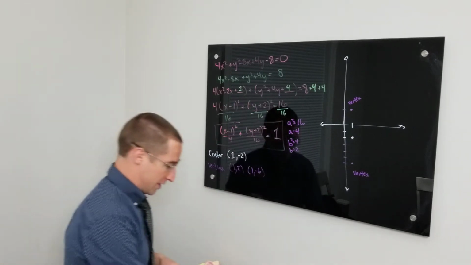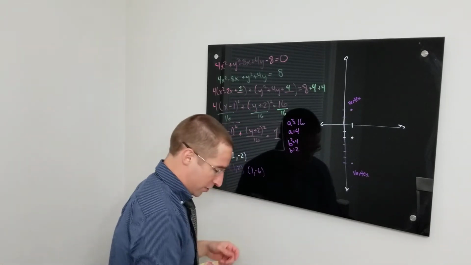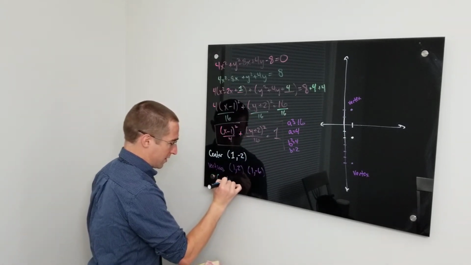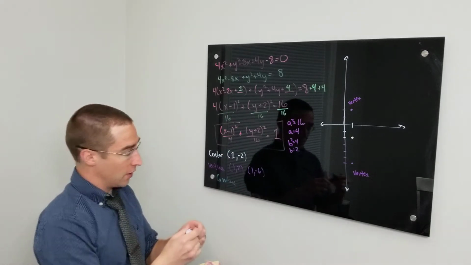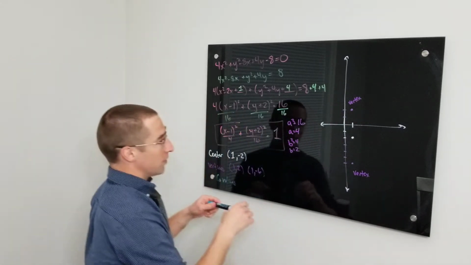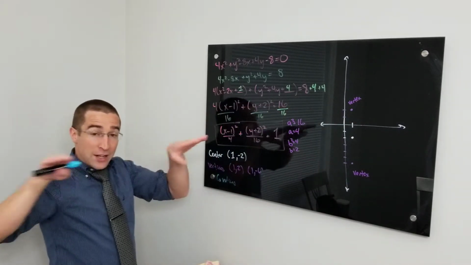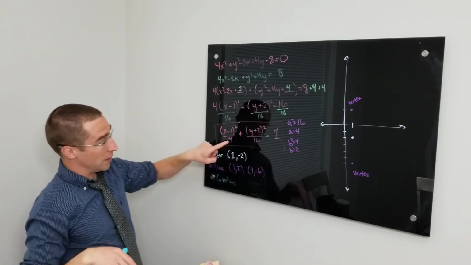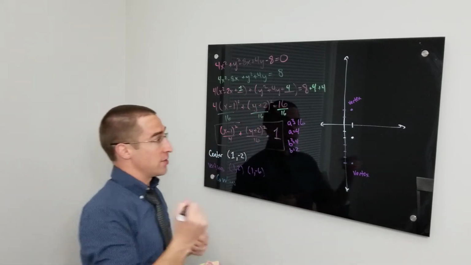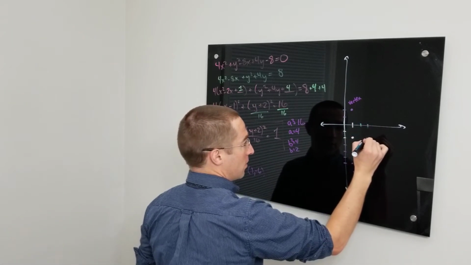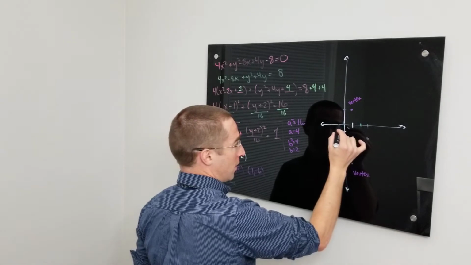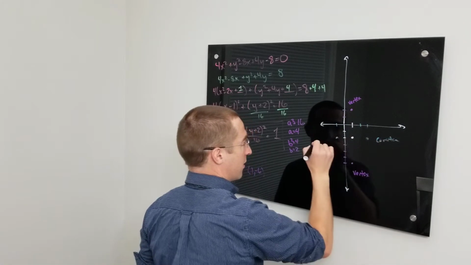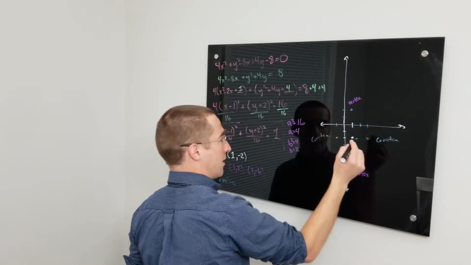Let's find the covertices. Let's use a different color too. So the covertices are going to be on the minor axis, which in this case is going to be horizontal, and they're going to be 2 away, the square root of that number away, in that direction. So 2 away from the center, and 2 away from the center. So co-vertex there, co-vertex there.